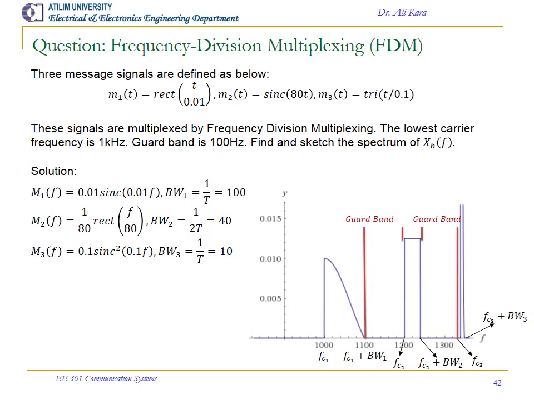Question: frequency division multiplexing, FDM. Three message signals are defined as below. m1 of t equals rect of t over 0.01. m2 of t equals sinc of 80 t. m3 of t equals triangle of t over 0.1. These signals are multiplexed by frequency division multiplexing. The lowest carrier frequency is 1 kHz. Guard band is 100 Hz. Find and sketch the spectrum of x_B of f.